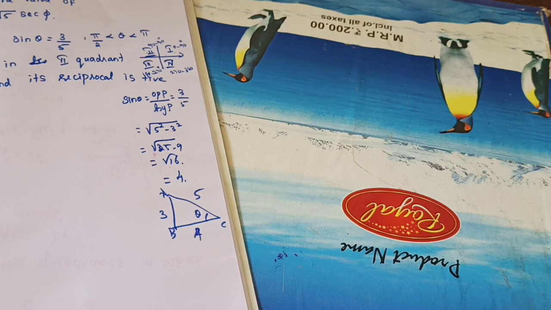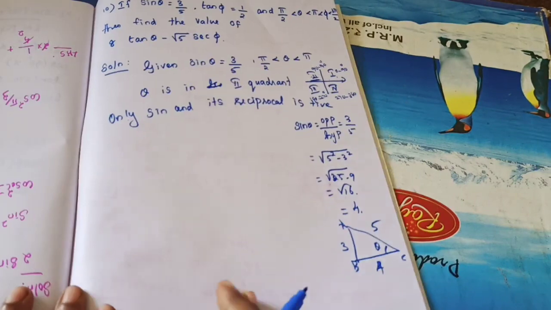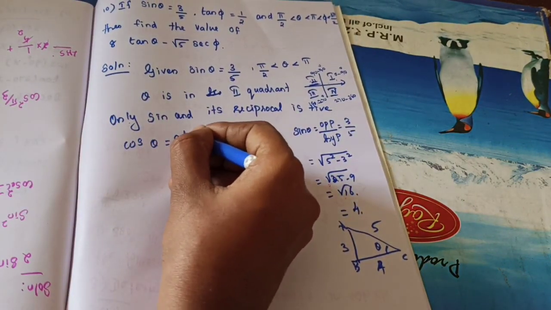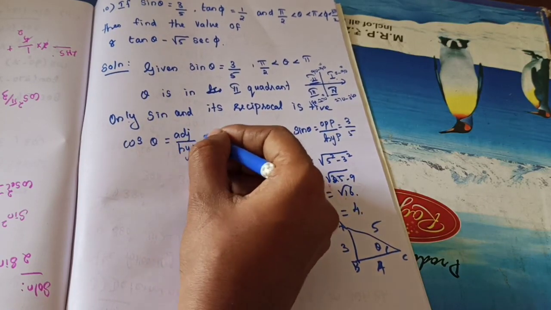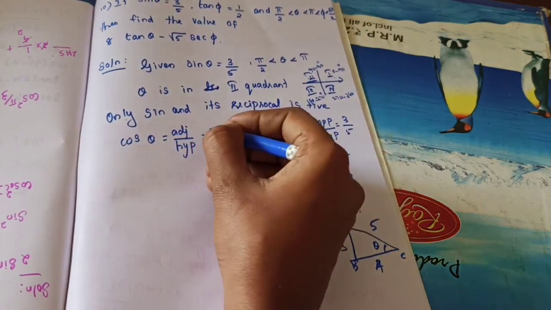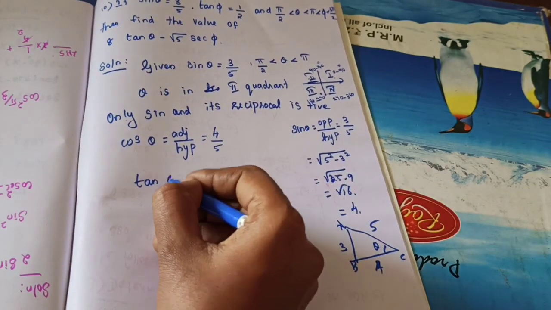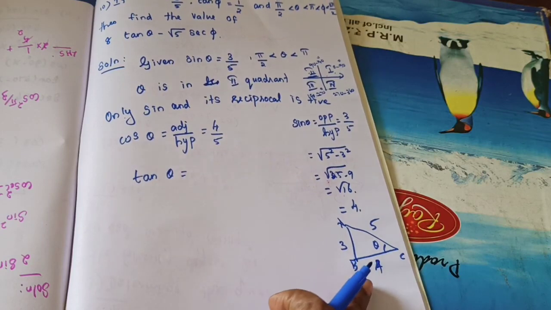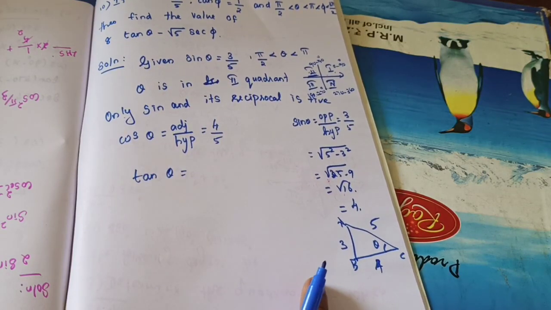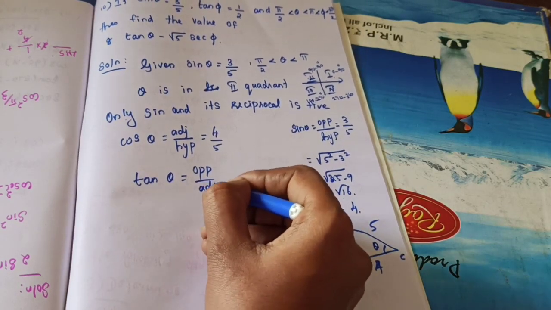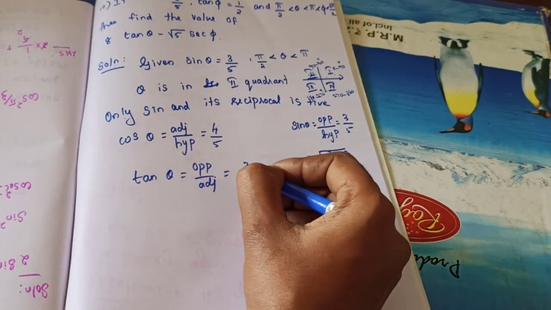Now we need the tan phi value, also given. So you need the cos value, is it right? So you can find the cos value. Cos theta equal to, what's the formula? Adjacent side by hypotenuse. What is adjacent? 4. 4 by 5. Tan theta also you need to find. If you are finding tan theta, how much will you get? Tan theta means opposite side by adjacent. What is opposite side? 3 by 4.